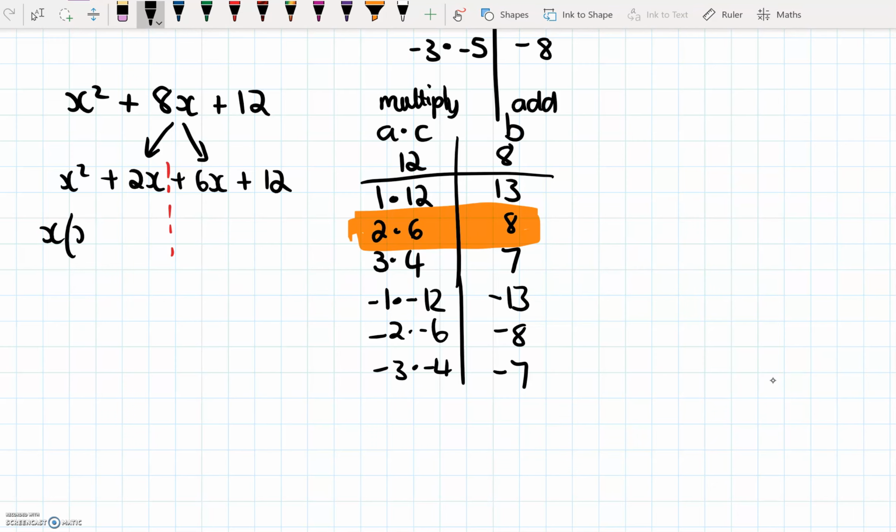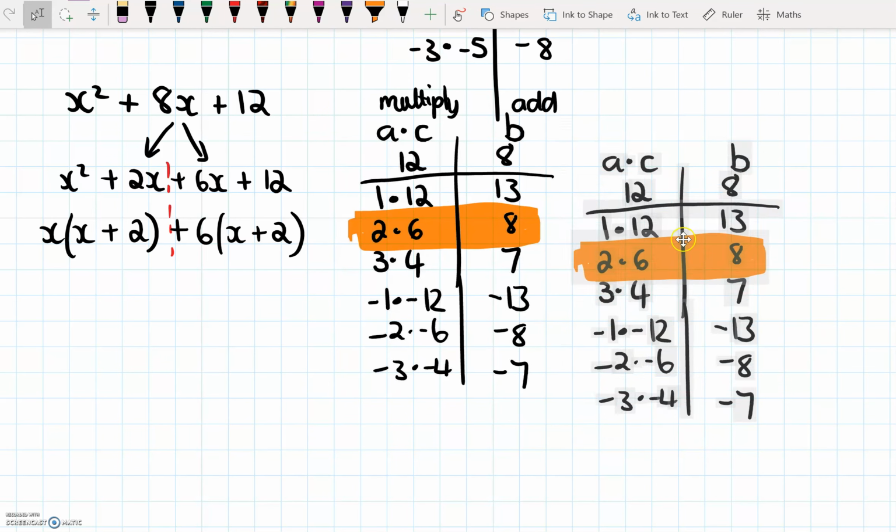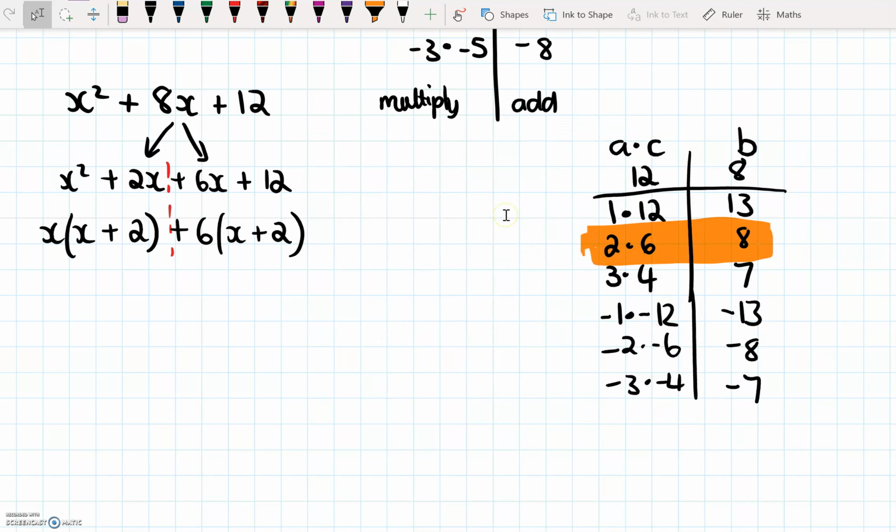So we have x as our factor here. X squared divided by x is x. 2x divided by x is 2. Plus on this side our factor is 6. So 6x divided by 6 is x. 12 divided by 6 is 2. Now I'm going to move all of this over, so it is out of our way for the moment.